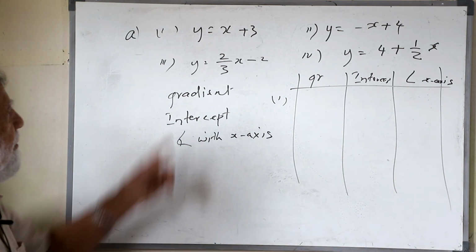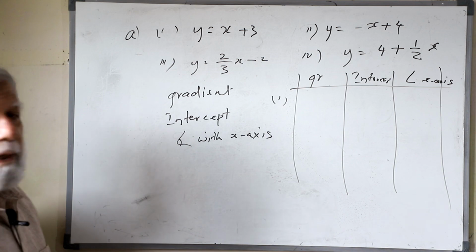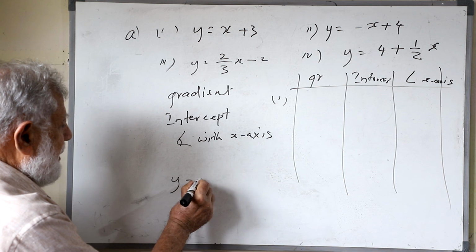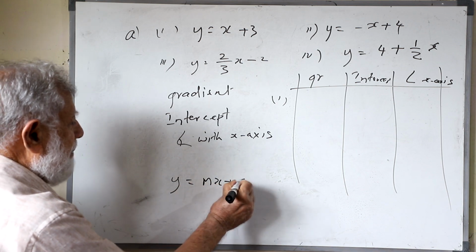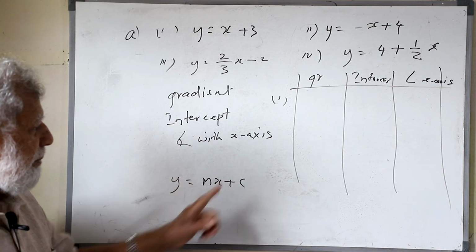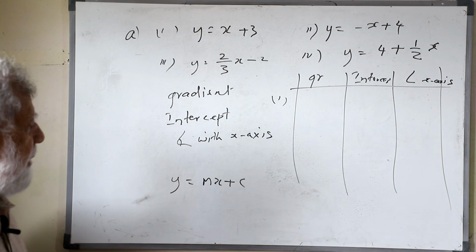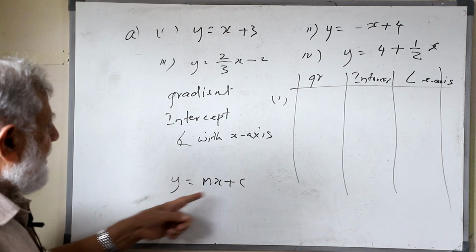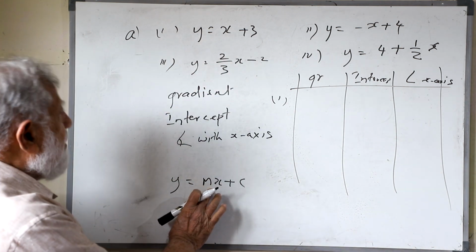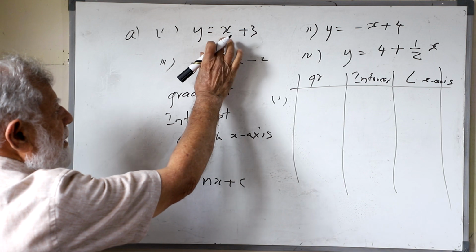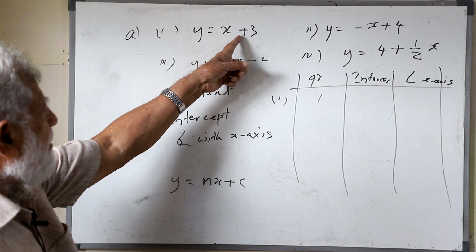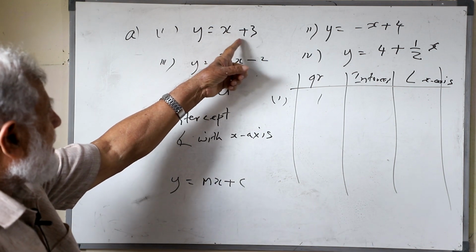First of all, we have to take y is equal to x plus 3. Now, always you must remember the formula, the equation y is equal to mx plus c, where m is the gradient and c is the y-intercept, where it cuts the y-axis. So when you look at this equation, you can easily identify the gradient. Gradient is the number for x. What is the number for x here? The number for x is 1. So gradient is 1. Then c is the number that comes after the x, that is 3.